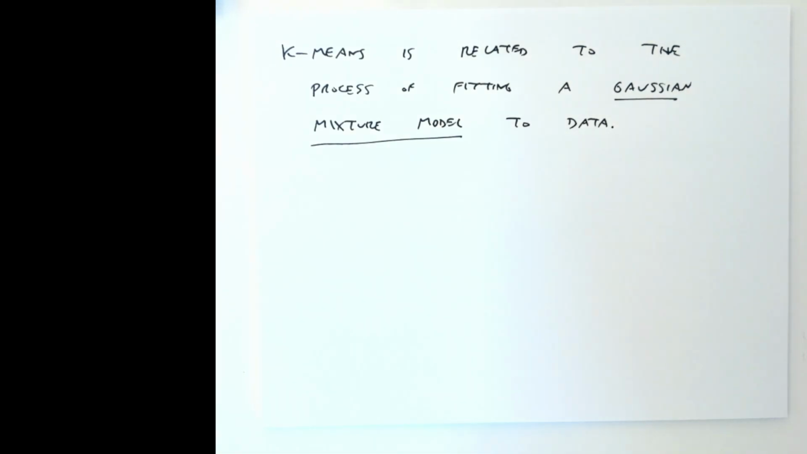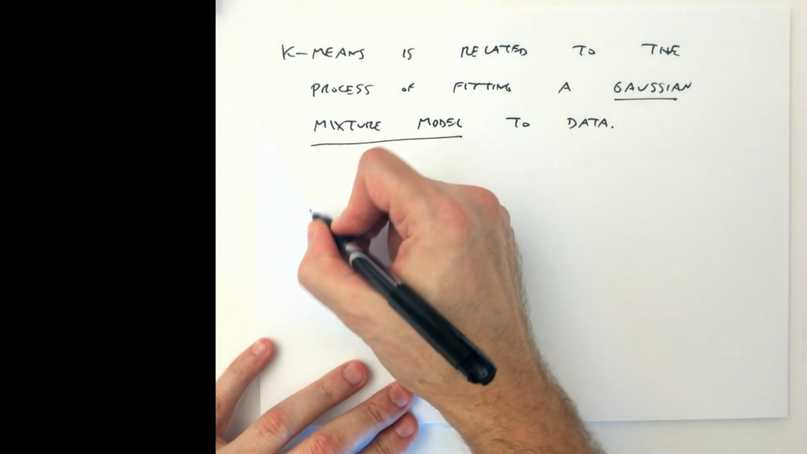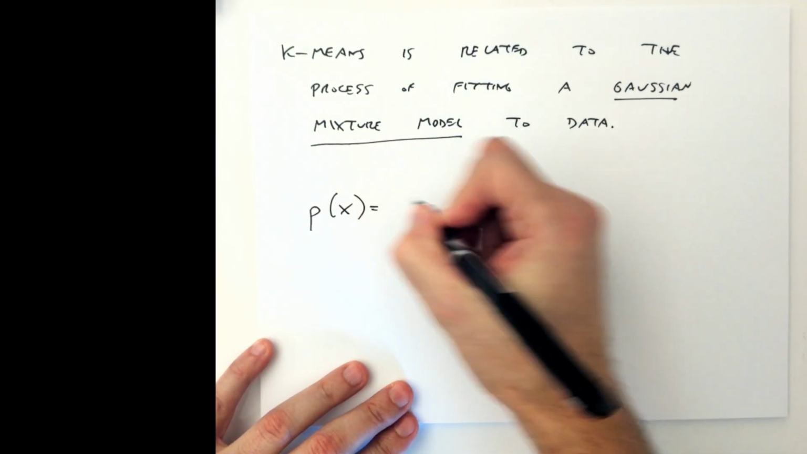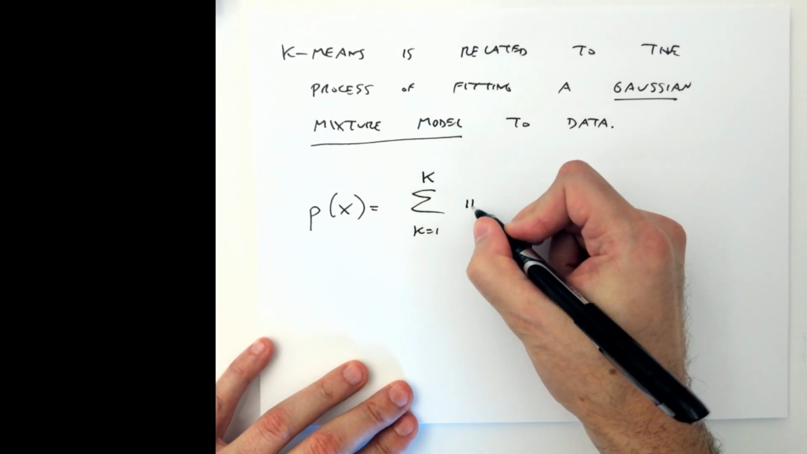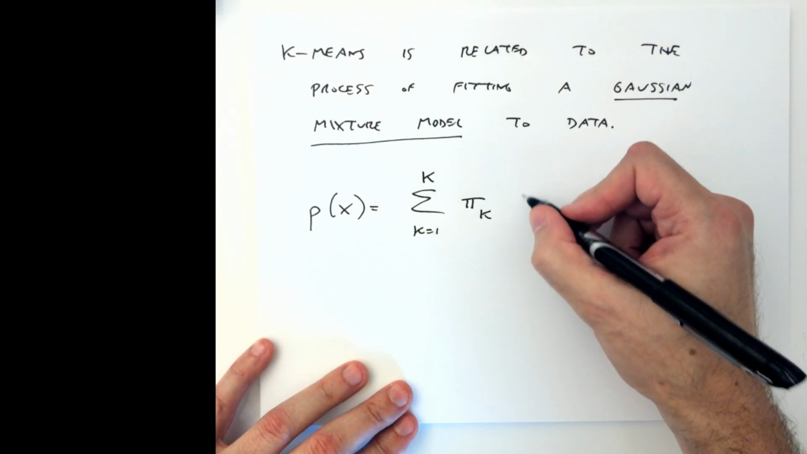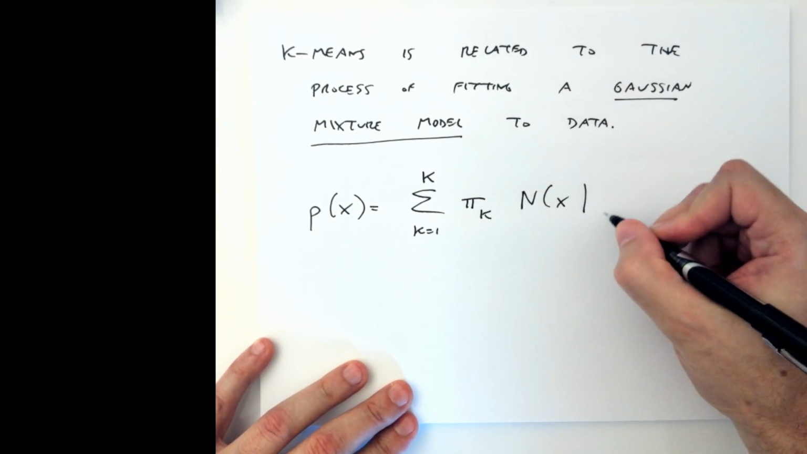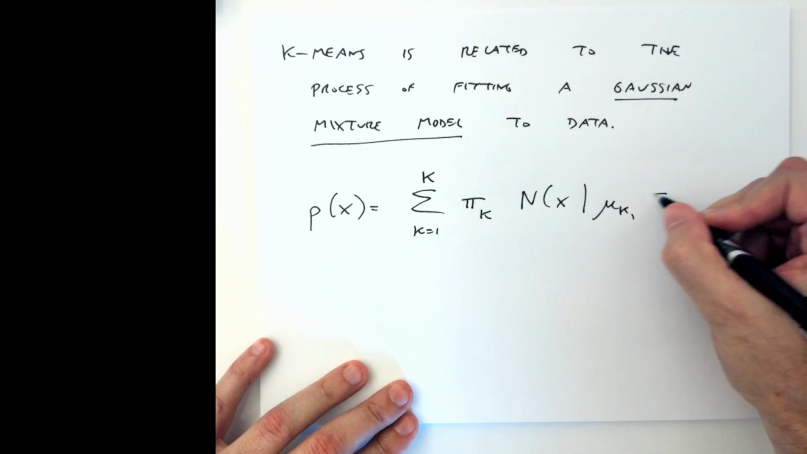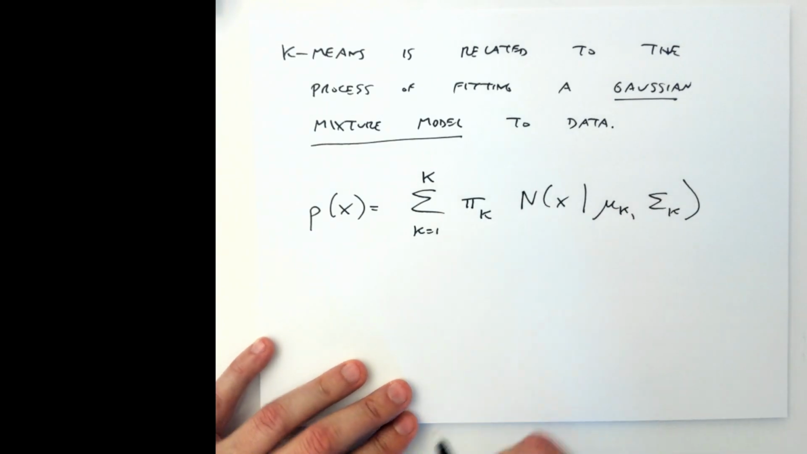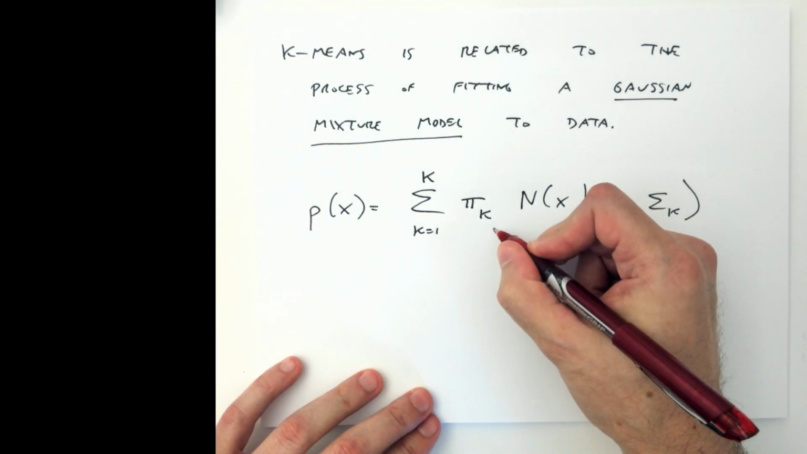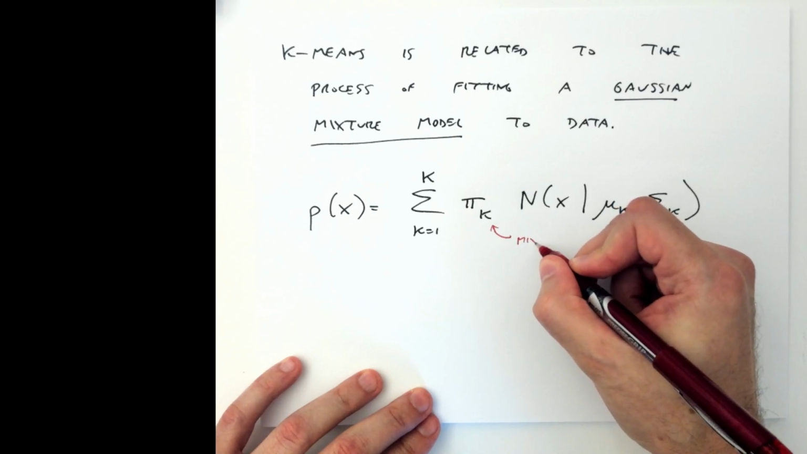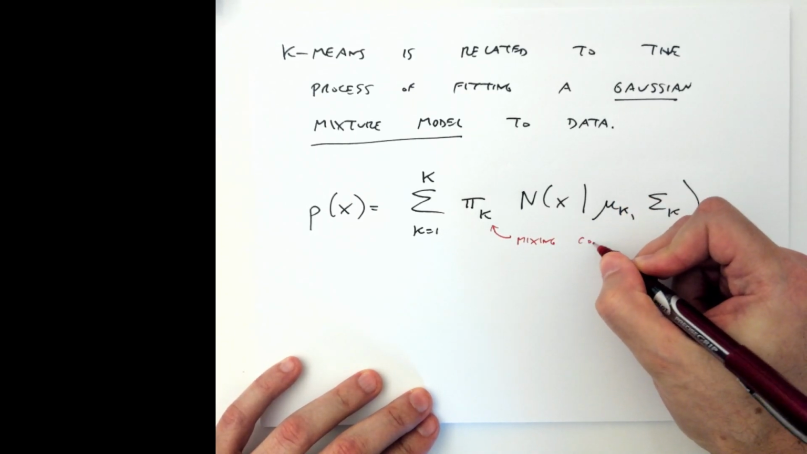Just a reminder, what is a Gaussian mixture model? So the Gaussian mixture model PDF looks like this. It says I have k normal densities, each of which has a mean and a sigma. And so these pi's here are what we call mixing coefficients.